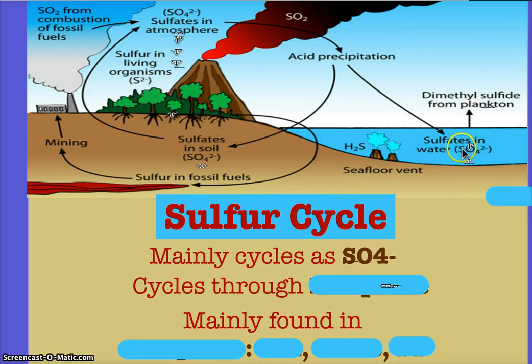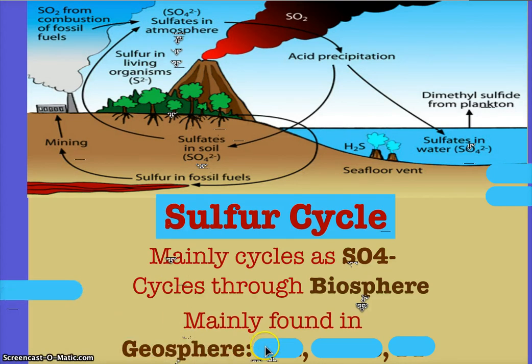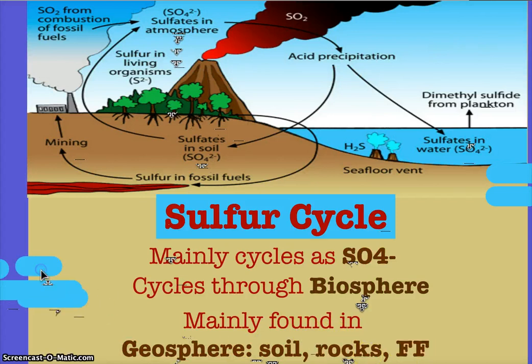in the lithosphere, and in the hydrosphere. So all layers of Earth, including living things, because we know CHNOPS is in all living things, and so it's going to travel through us. It's mainly a big component of our geosphere. It's found in the soil, it's found in rocks, and it's found in fossil fuels. Especially coal has high concentration of sulfur.